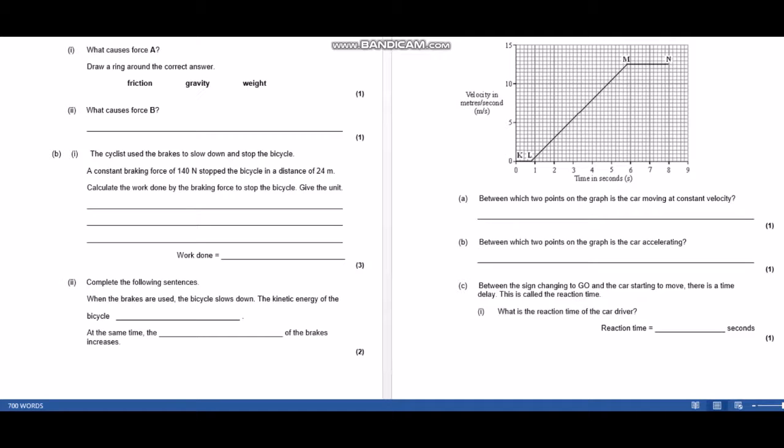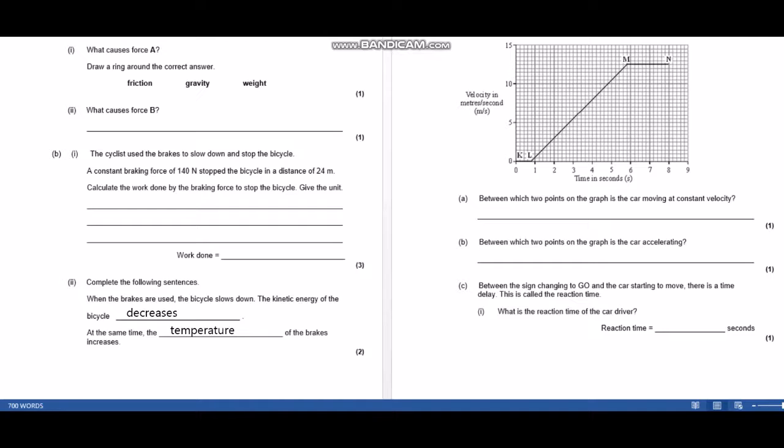Okay, so complete the following sentence. This is question 2 B II. When the brakes are used, the bicycle slows down. The kinetic energy of the bicycle decreases. At the same time, the something of the brakes increases. The temperature of the brakes, or the thermal energy of the brakes, increases.